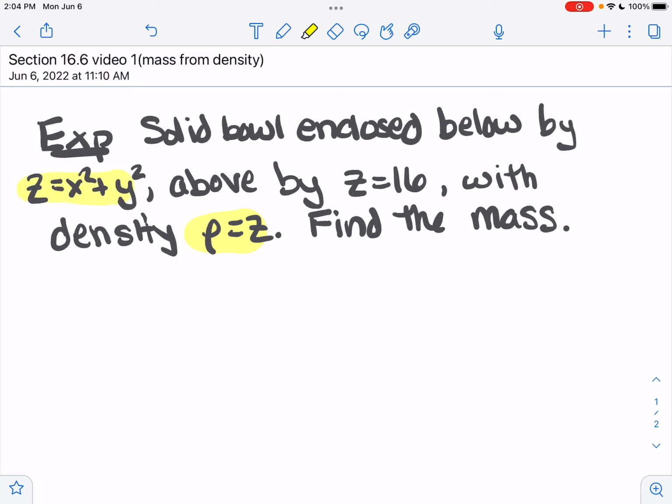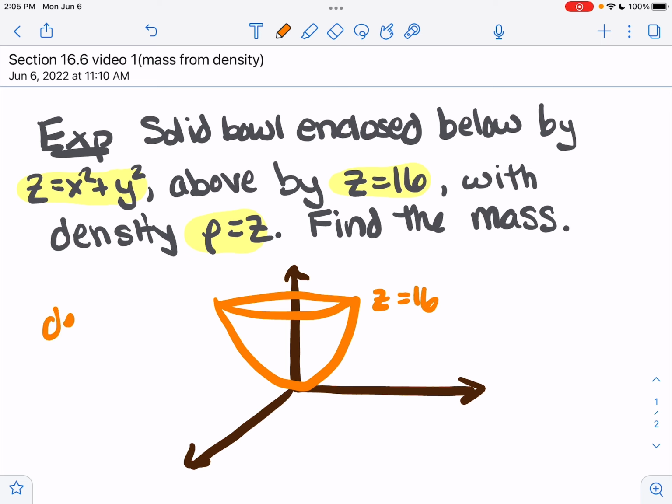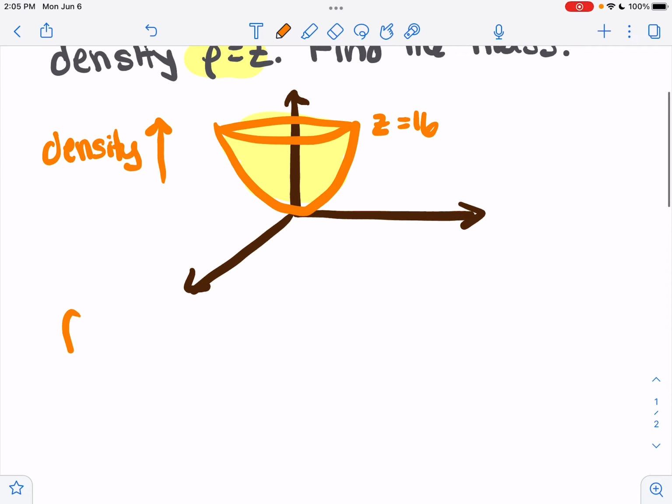We're also given the surfaces that define the structure, the plane z equals 16 and the paraboloid z equals x squared plus y squared. And that paraboloid is just an upward opening bowl that looks like this, and it'll go up to z equals 16, and as I mentioned, the density is increasing as you go up. So this is our structure, it's the area inside that bowl, and we want to find the mass of it.